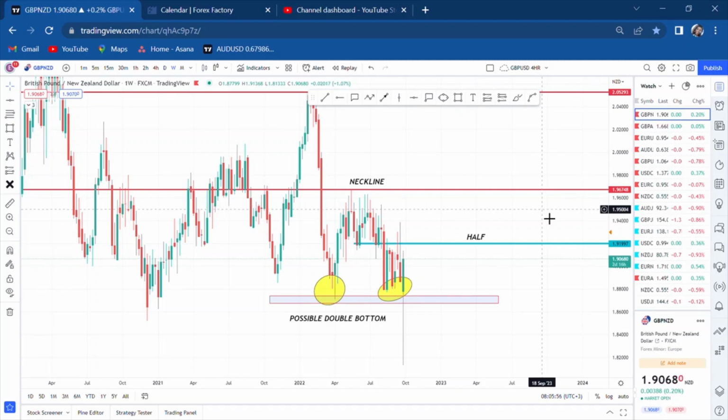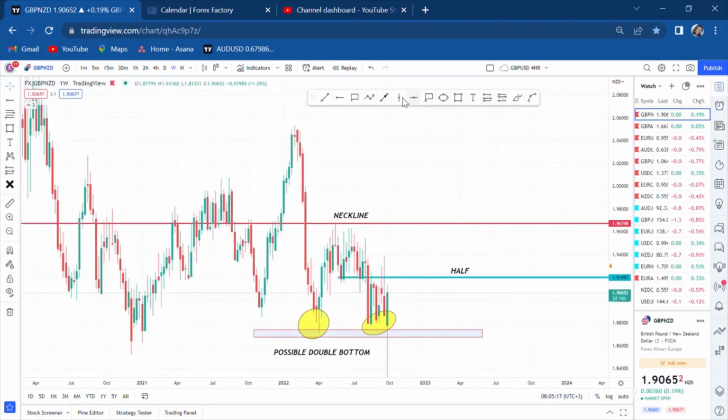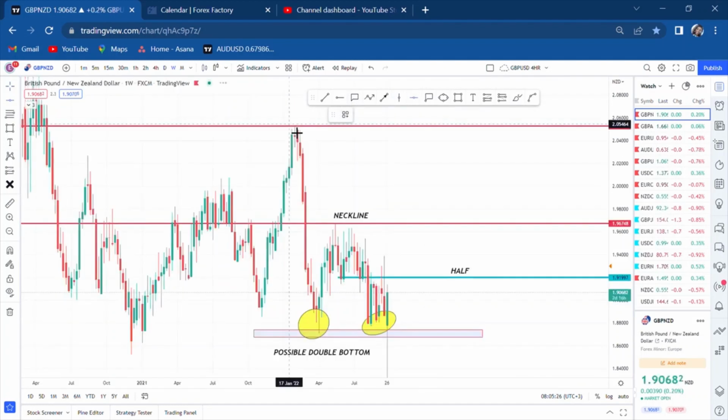So let me tell you one thing is that you need to keep flipping your time frame. You don't rely on one time frame, you keep going to different time frames, and this is the easiest way to analyze your chart.